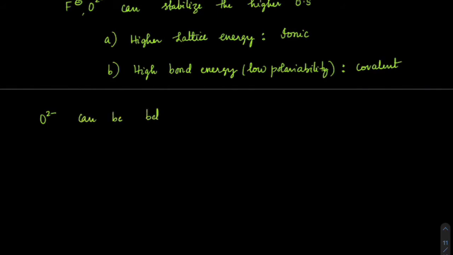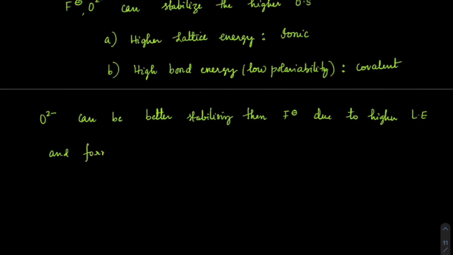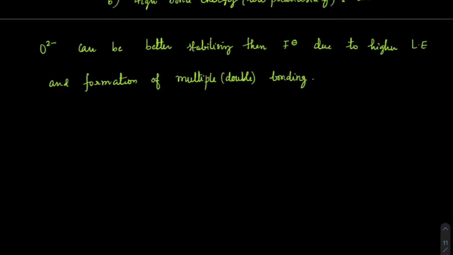O2 minus can be better stabilizing than F minus, due to higher lattice energy and formation of multiple bonding, or in short double bonding. Multiple bonding happens here. Okay, let me showcase some examples.